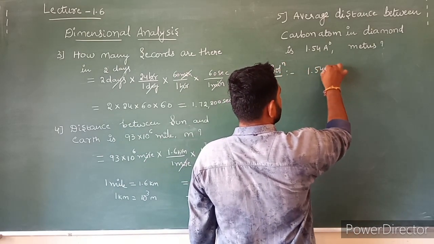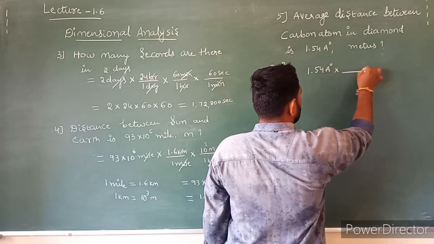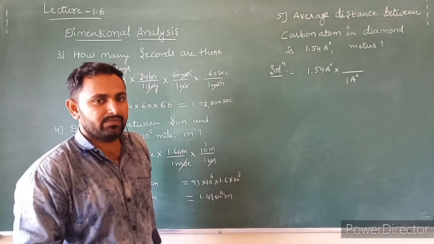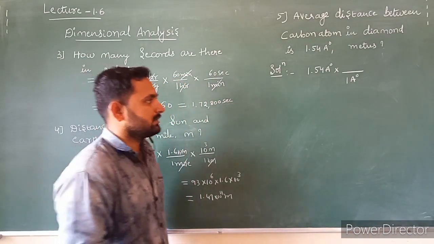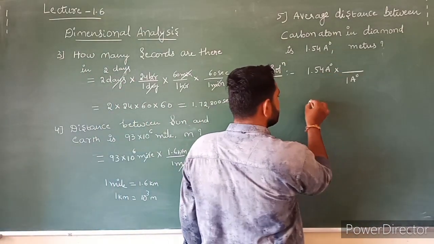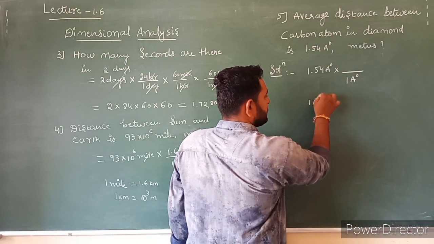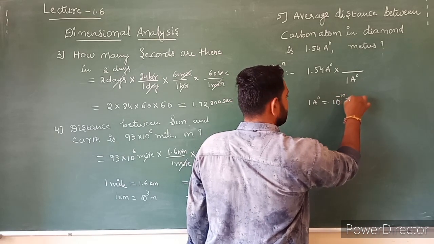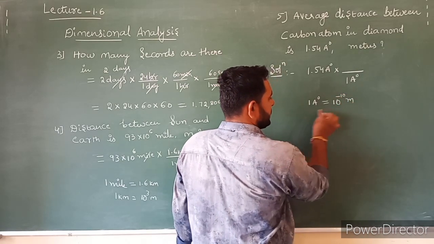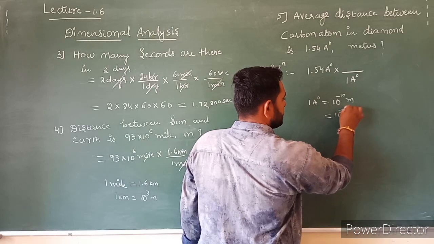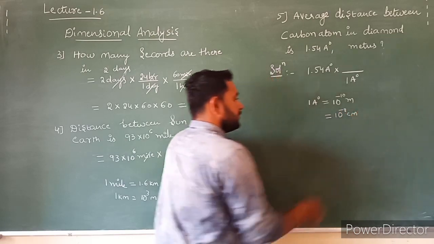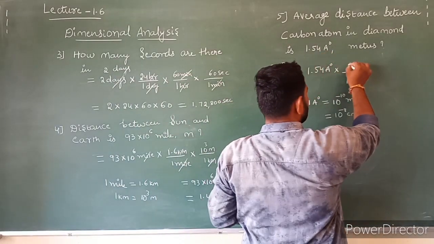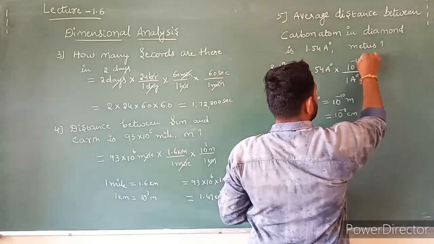1.54 angstrom into 1 angstrom is equal to how many meters? If you know that, then you can easily convert angstrom into meters. To remember these values, 1 angstrom is equal to 10 power minus 10 meter. 1 angstrom is equal to 10 power minus 8 centimeter. You remember these values. Here, 1 angstrom is equal to 10 power minus 10 meter.